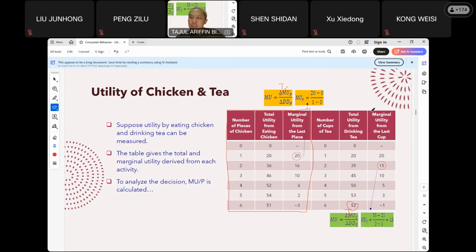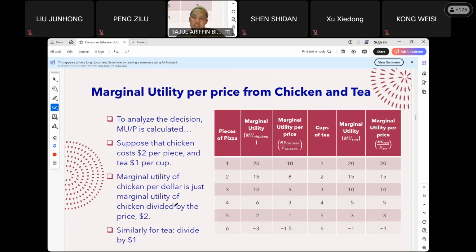Meaning it decays a little bit slower than chicken. So eventually we have the marginal utility from the last cup, meaning from the sixth cup it is negative. Maybe you start feeling like vomiting instead of enjoying. All right. But for the decision on what and how much to buy, MU over P is very important. So we calculate here.